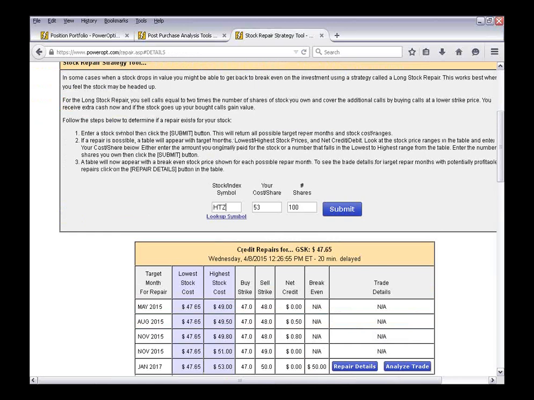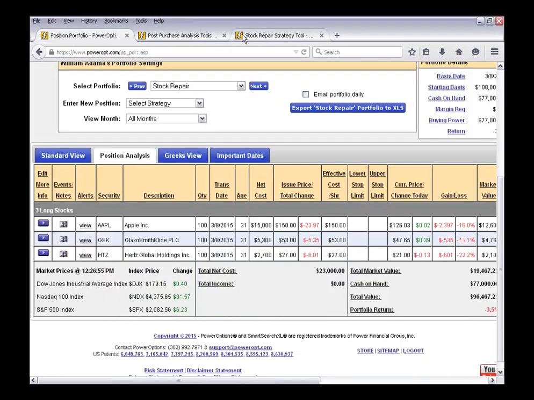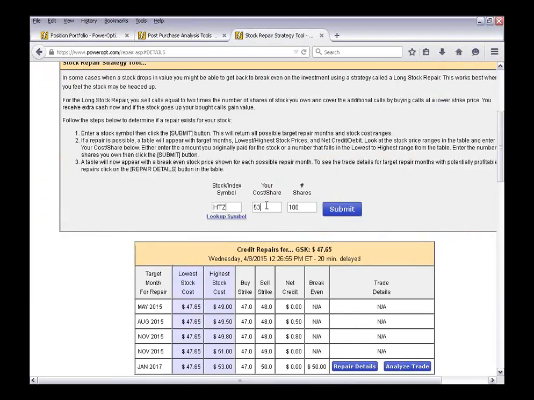Did I put in the right stock? Yeah, I did. HTZ, right? Yeah. Yeah, HTZ. Okay, sorry about that.